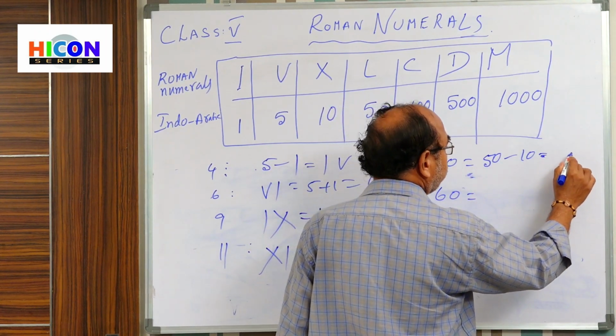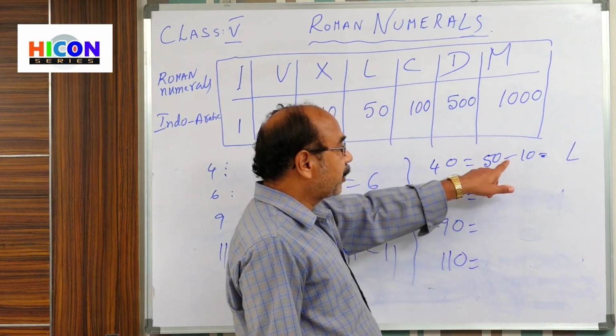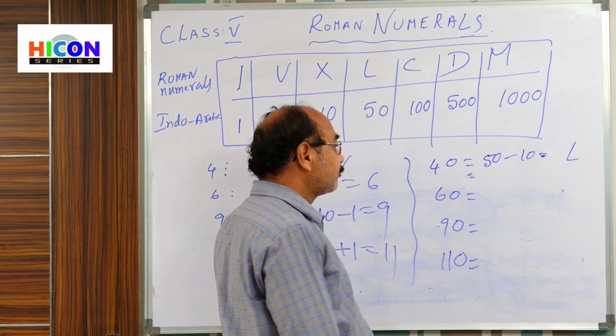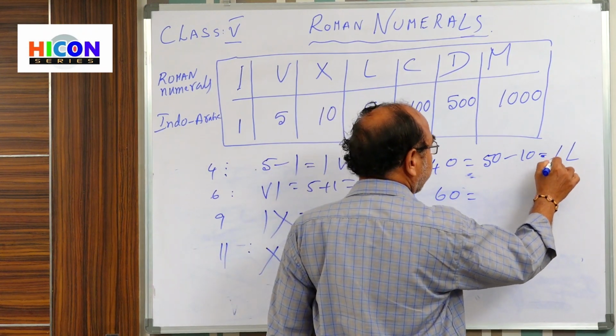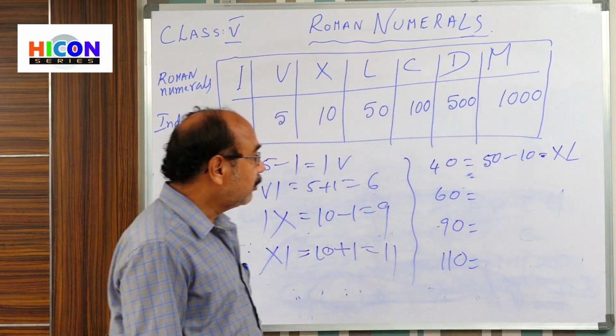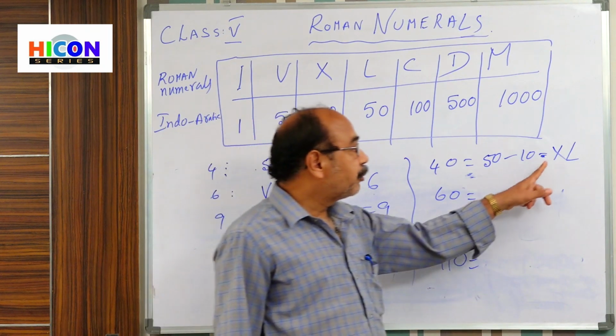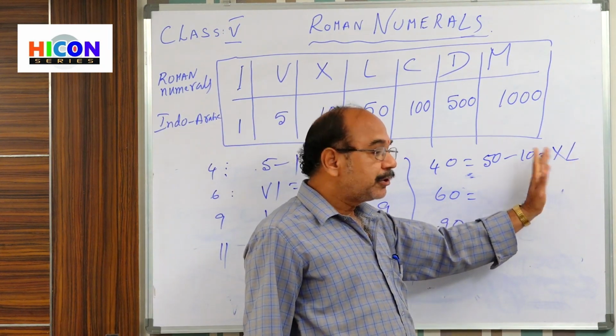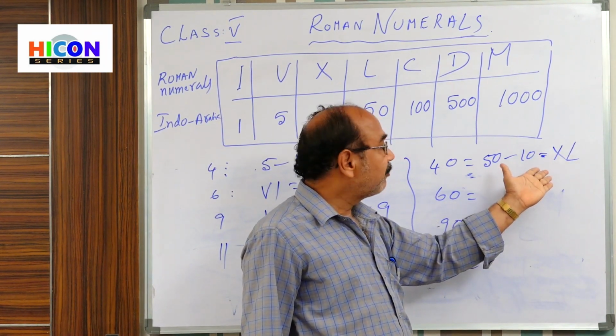Here 50, subtraction, 50 minus 10. That means here we write XL. XL means what? 40. Here X is smaller, L is bigger. The smaller one, which is 10, goes to the left side. That's why subtract.